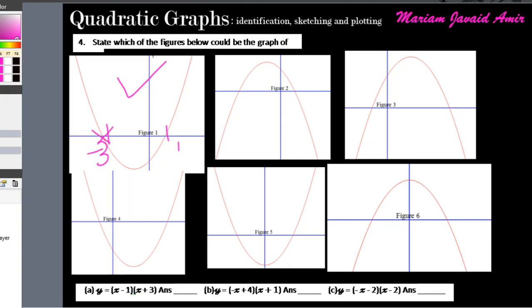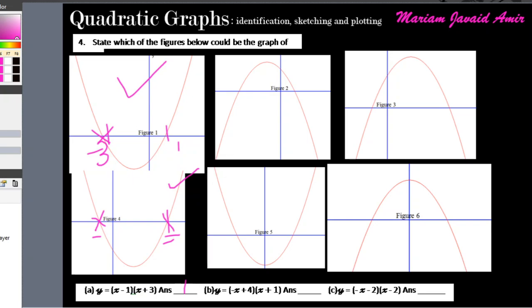This would be -3. This is also a possibility, but here we have a bigger positive value and a smaller negative value, which is not the case for part A. Our positive value should be smaller, which is 1, and our negative value should be bigger, which is -3. So figure 1 is the answer for part A.